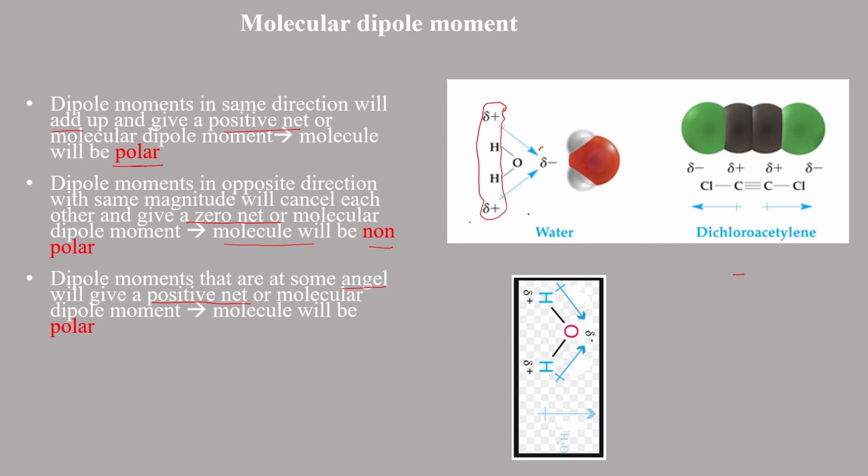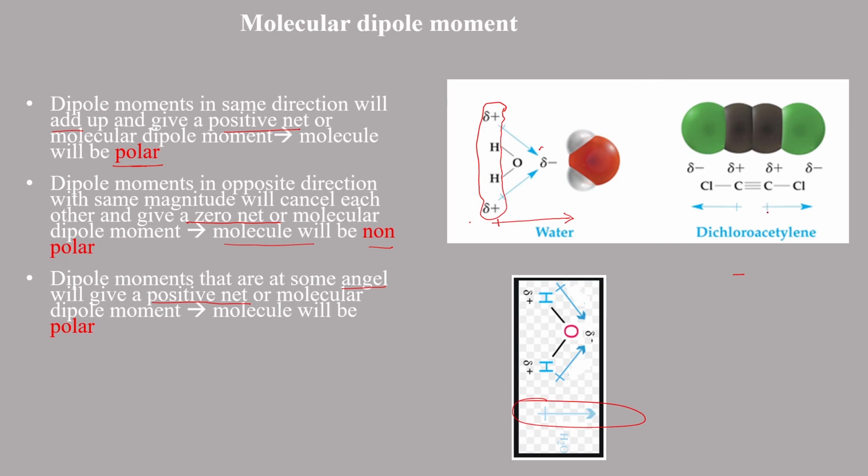So the molecular dipole moment will point from the partial positive end of the entire molecule to the partial negative end of the molecule. So in water, we have one dipole here and one dipole here. These dipoles are at some angle, so they will give you some net value, and the molecule will be polar. So if the molecule is polar, you are going to show a molecular dipole moment, from the partial positive end to the partial negative end, and there will be a cross like this. And you can see this in this image as well.